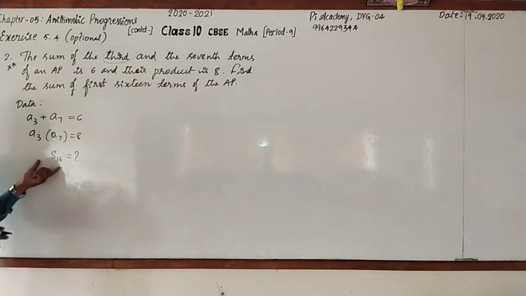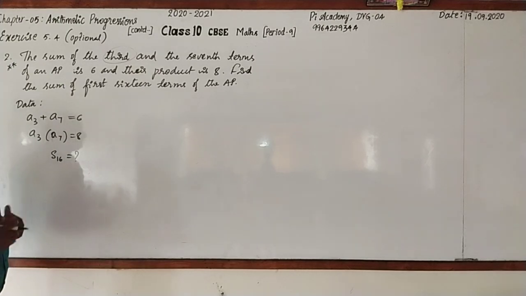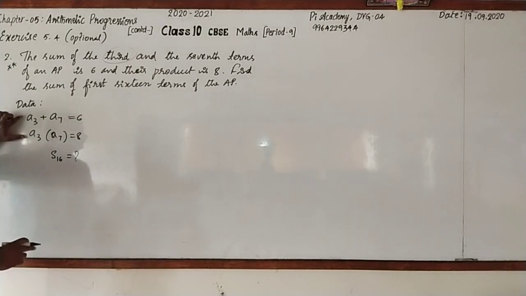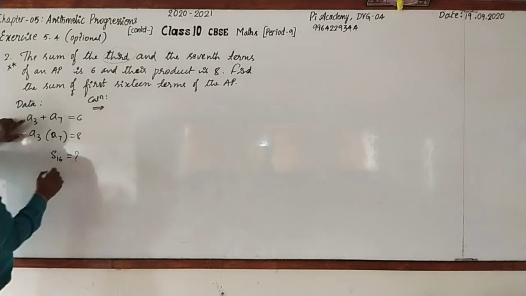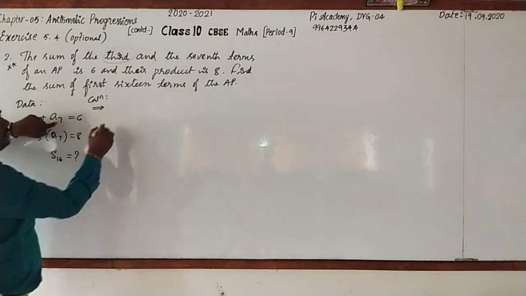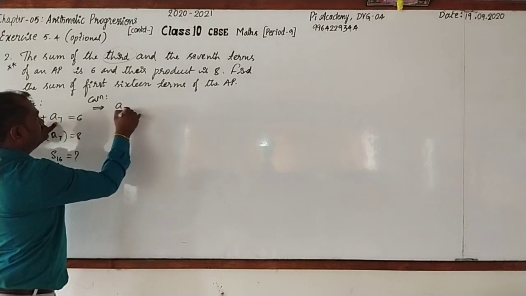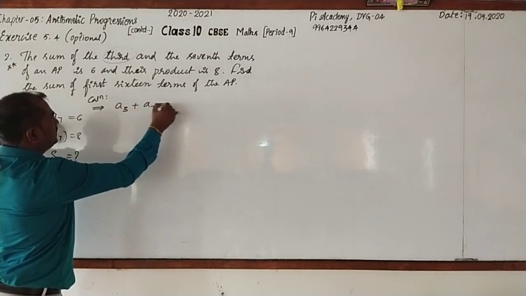Followed. To find out S16, see that N is there. But we do not know A and D. Those A and D should be found out by using these two. Yes, start writing with me. Calculation. They have given A3 plus A7 equal to 6. I'll write the same. A3 plus A7 equal to 6.